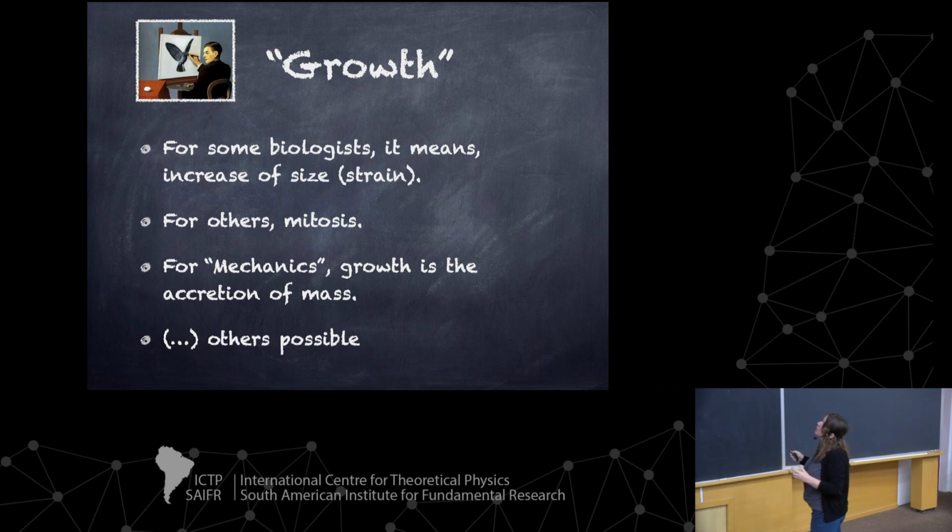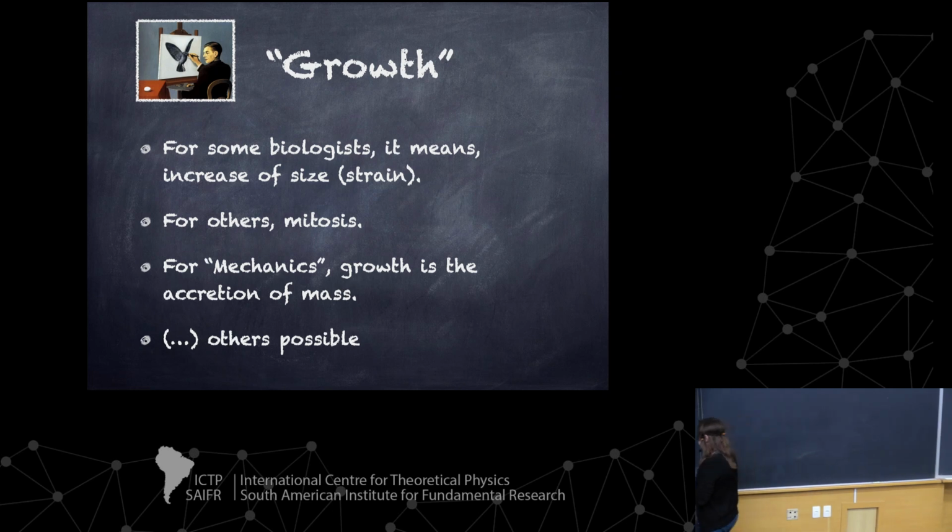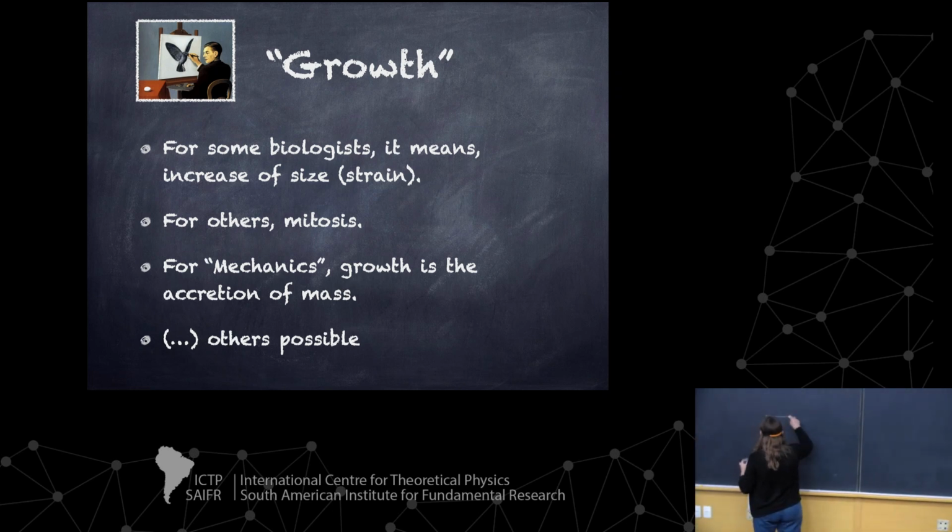So growth, for some biologists, will mean, if I have a cell like this, and later my cell is bigger, it has grown, because it's just bigger. So if I have a tissue, and I put little specks on it, and I see that these specks have come apart, like strain, that would be growth.